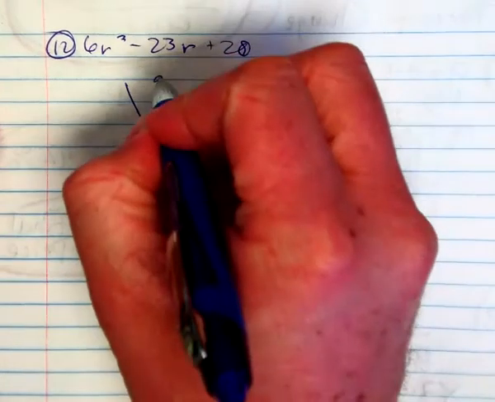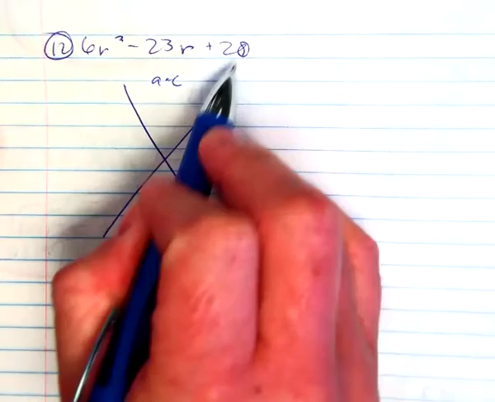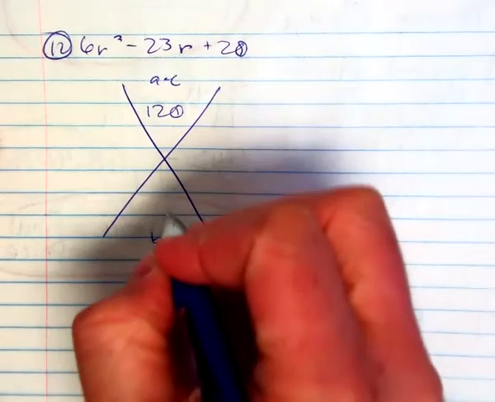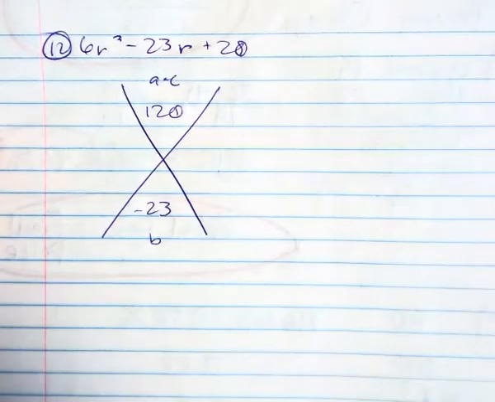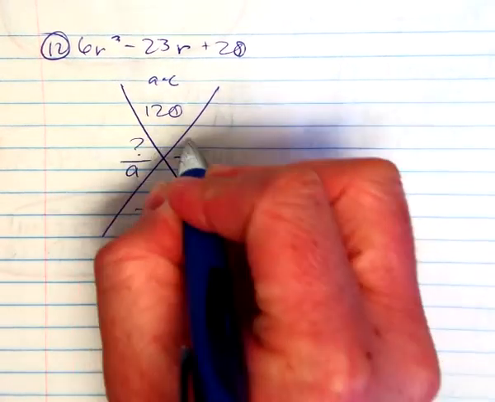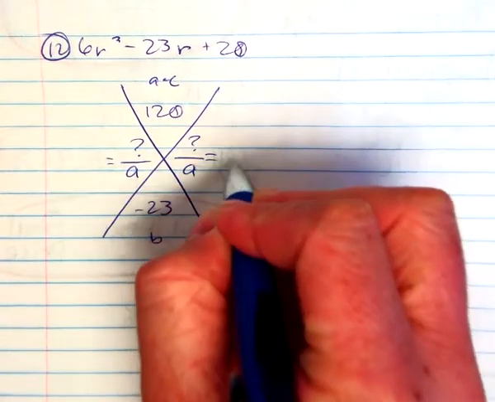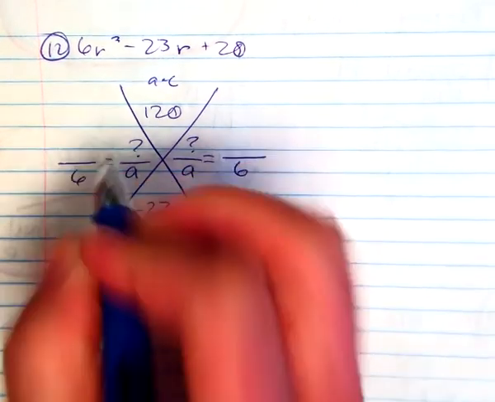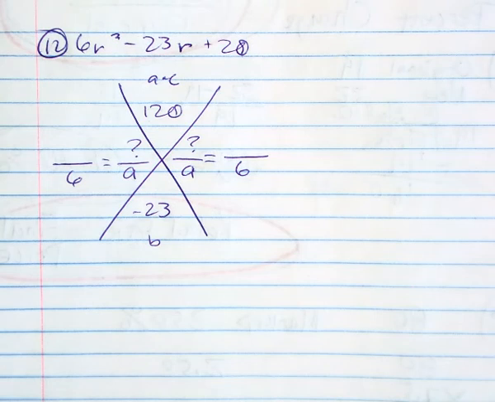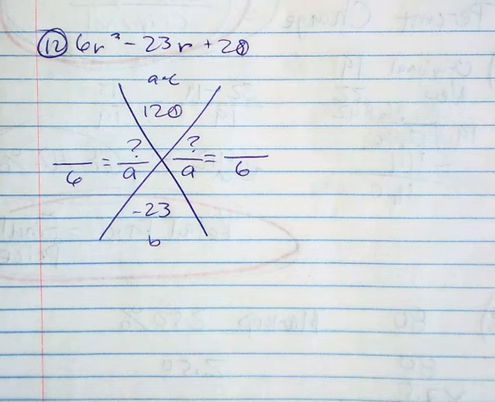For this, we have at the top a times c, so that's 6 times 20, which is 120. At the bottom, we have b, which is a negative 23. Left and right, we have fractions whose denominators are a, which in this case would be 6. So we're looking for these two numbers, and what we need are two numbers that if you multiply them, you get 120, but if you add them, you get a negative 23.